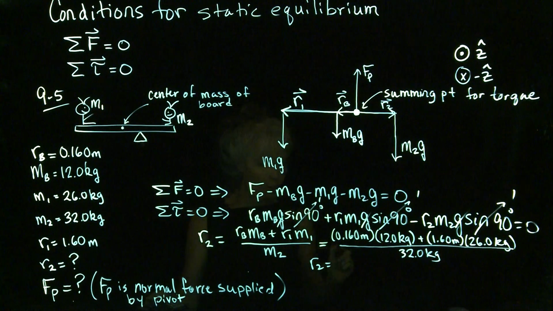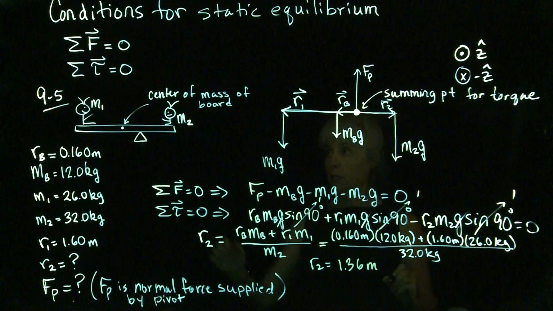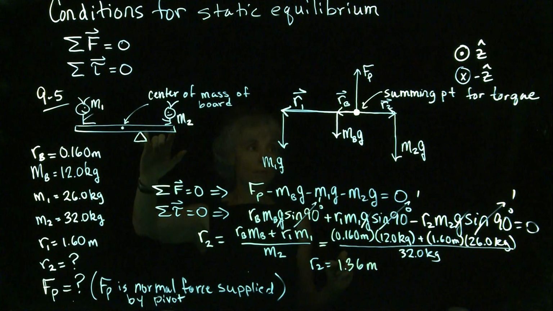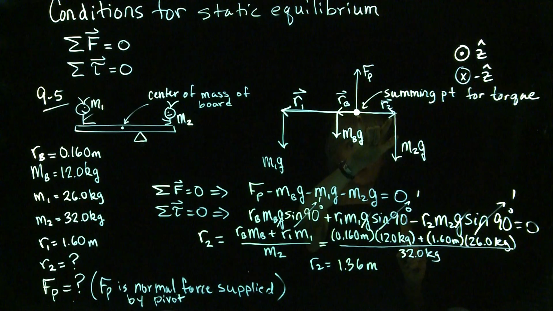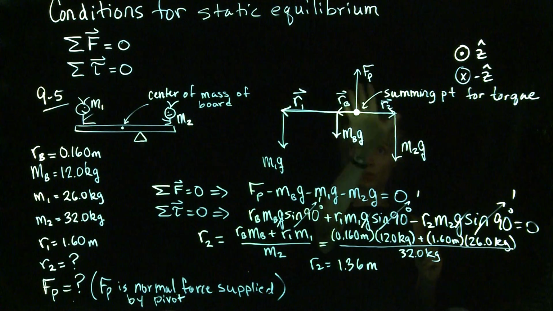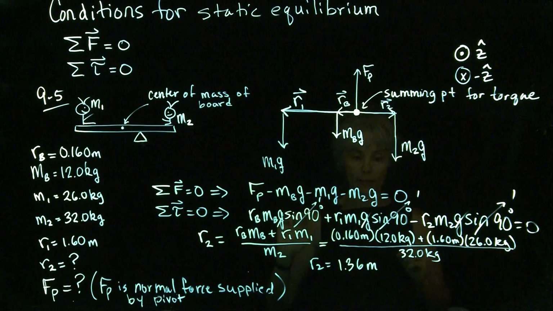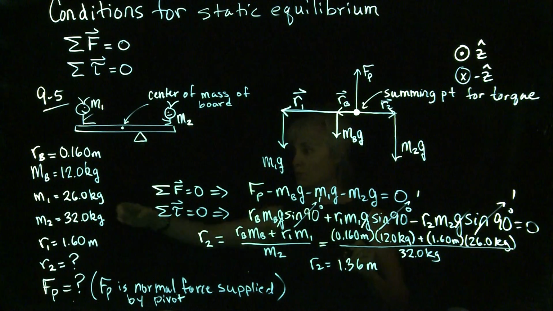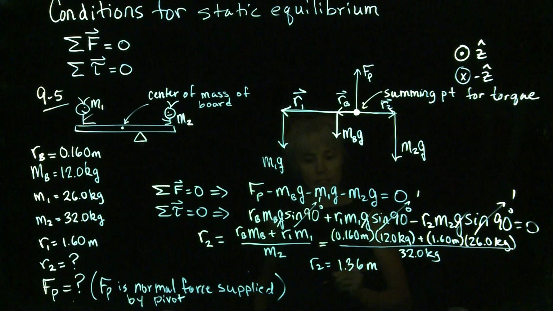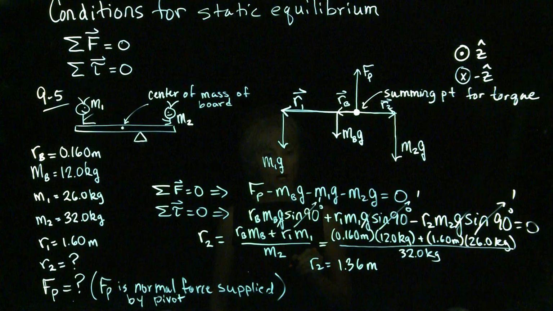We're going to have 1.36 as the distance M2 must be from the pivot point, which is where we chose our summing point. This distance right here must be 1.36 for this board to be in static equilibrium, for there not to be a rotation about this point. So 1.36, 3 figs is what we were looking for, so this is exactly what we would express. So there is the answer to part A.